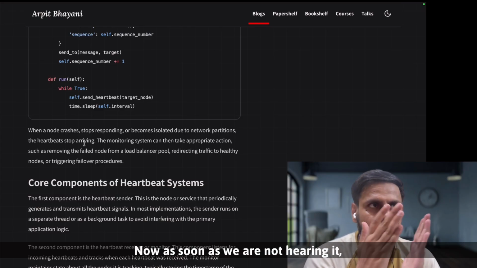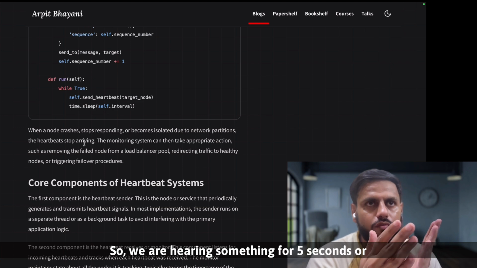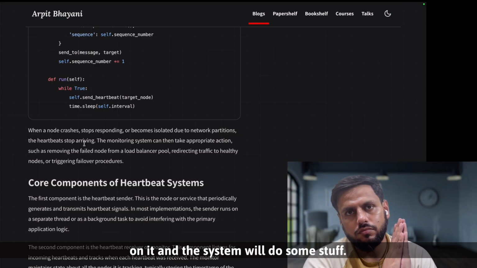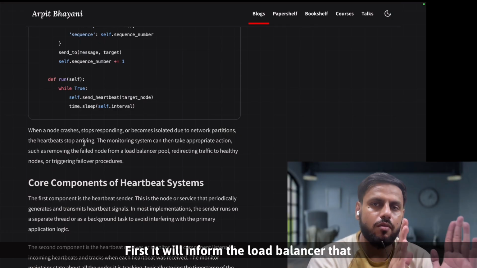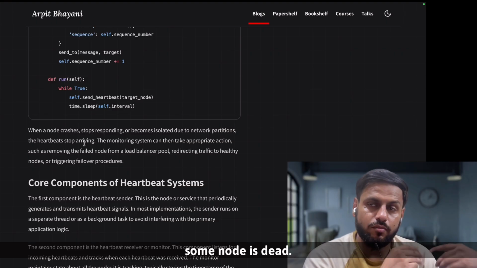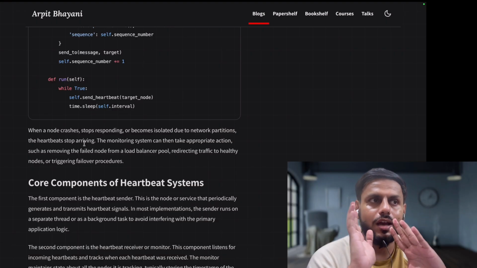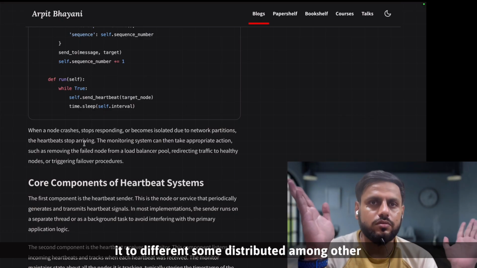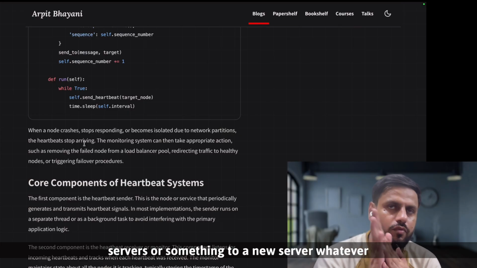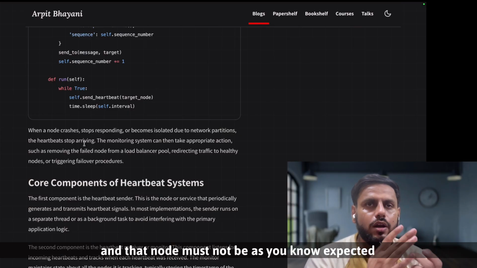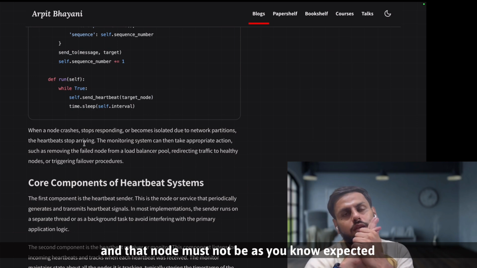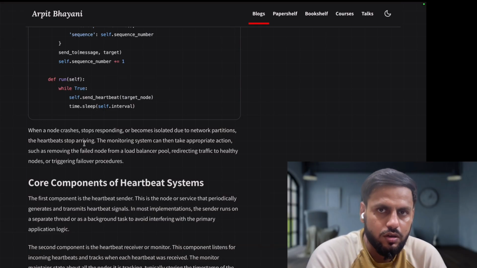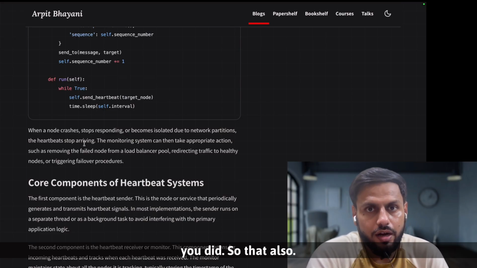Now, as soon as we are not hearing from that server for 5 seconds or for 2 seconds, we need to react, and the system will do some things. First, it will inform the load balancer that some node is dead, so do not send the traffic which was earlier being sent to it. Send it distributed among other servers, or to a new server, whatever the reaction would be. That node must not be expected to perform any action or handle any request, because it's not responding, it's presumably dead.